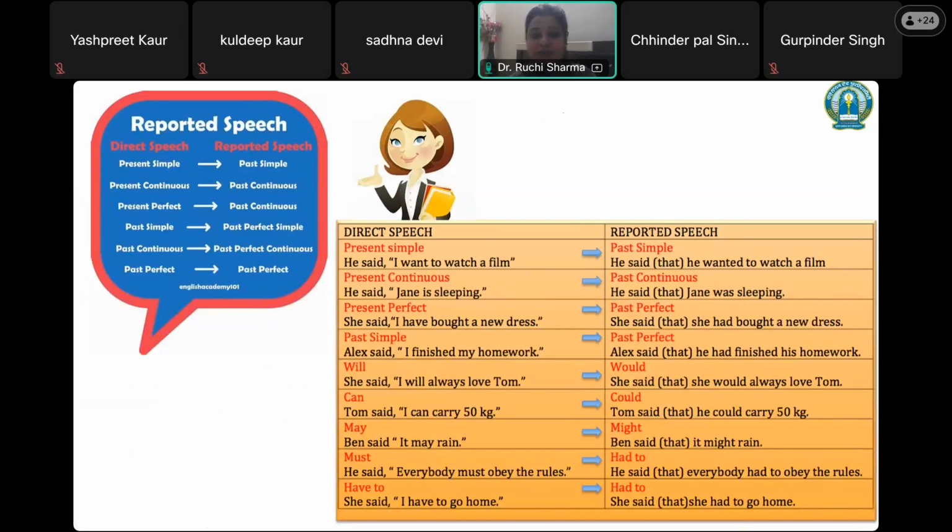Now we've come to a segment which is known as reported speech. When we talk of reported speech, direct and indirect speech, you must have practiced it in your school days as well. There is a simple rule. Now, direct speech, if you look at it, this is another chart that you will have to remember. Present simple tense will get converted into past simple, present continuous to past continuous, present perfect to past perfect, past simple to past perfect simple, past continuous to past perfect continuous, past perfect to past perfect. No change. Okay.